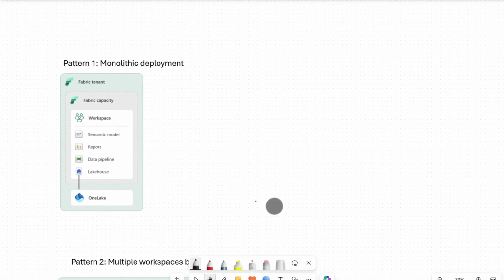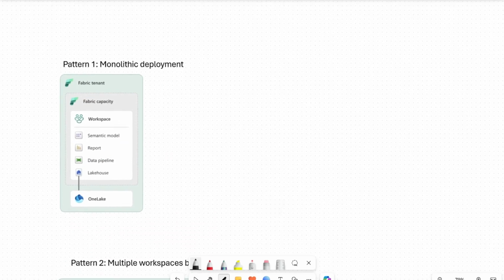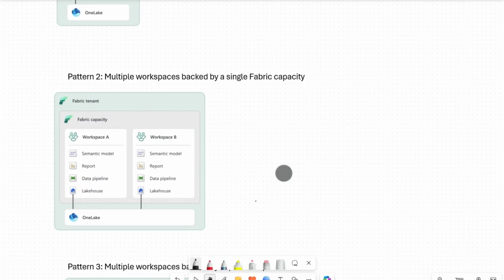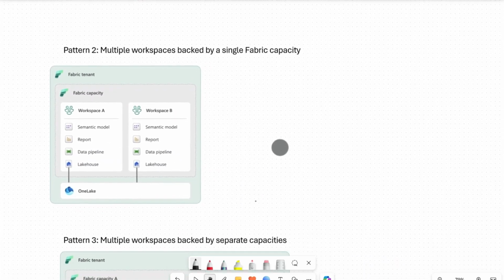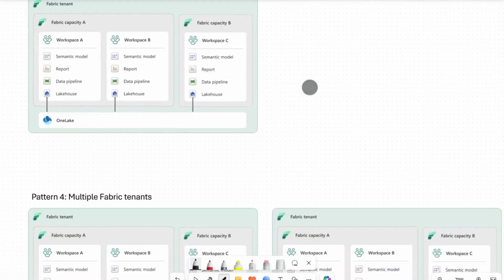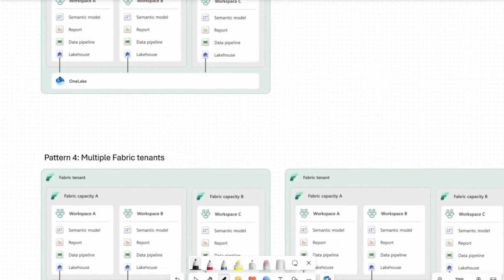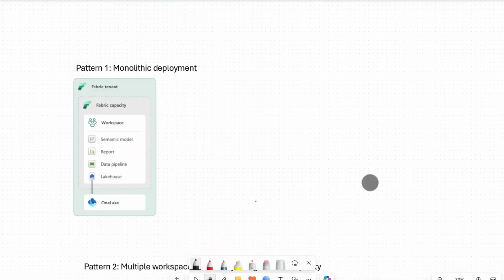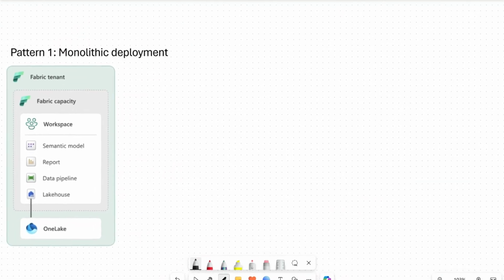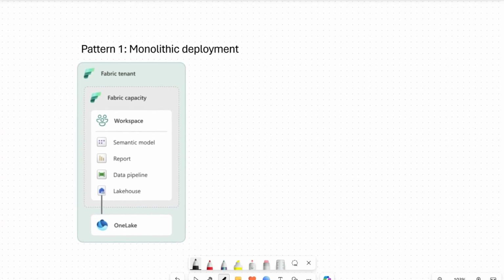The monolithic deployment, which is sort of just one tenant, one capacity, one workspace, going up to one capacity with multiple workspaces, then multiple capacities, and then multiple tenants. So let's talk about the first one, which is a monolithic deployment. And in this one, remember that you're going to have a single region because every Azure Fabric capacity is tied to a particular region.